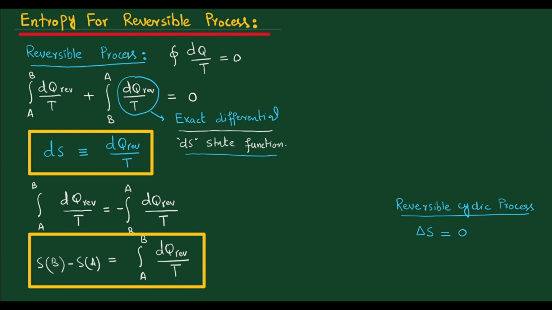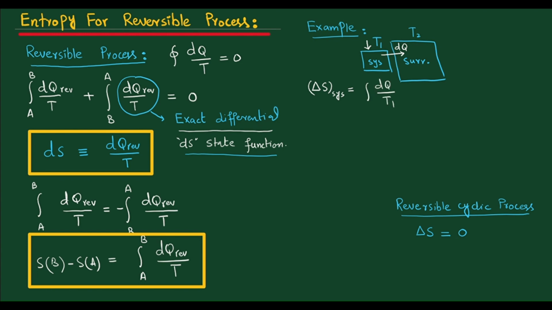Now consider the example of some reversible process. Let's say we have a system which is thermally in contact with the surrounding, and let's say the temperature of the system is T1 and the temperature of the surrounding is T2, and we do some compression of this system, and due to the compression the heat goes from the system to the surrounding. Let's say it is heat dQ reversible. Then the change in entropy for the system is the integral of minus dQ over capital T1, and it is negative because the heat is leaving the system. And the change in entropy for the surrounding will become the integral of positive dQ over capital T2, because the heat is entering the surrounding. The heat entering is taken as positive and heat leaving is taken as negative.